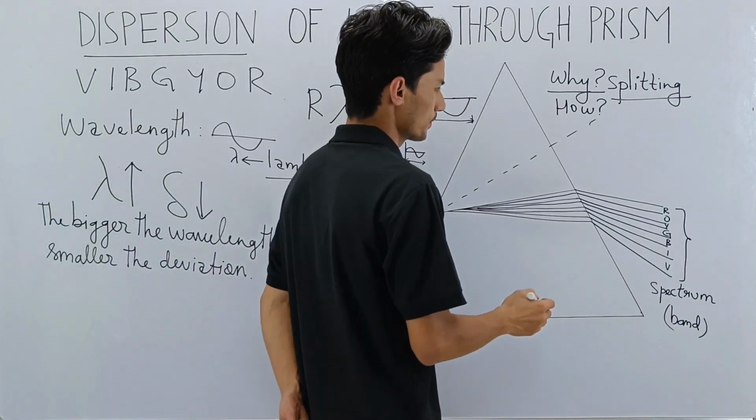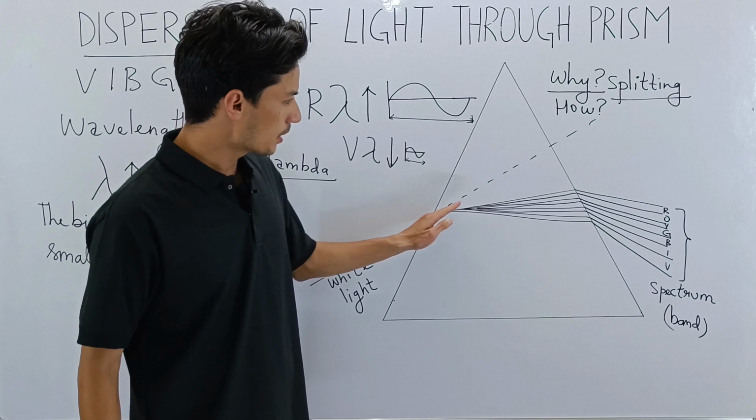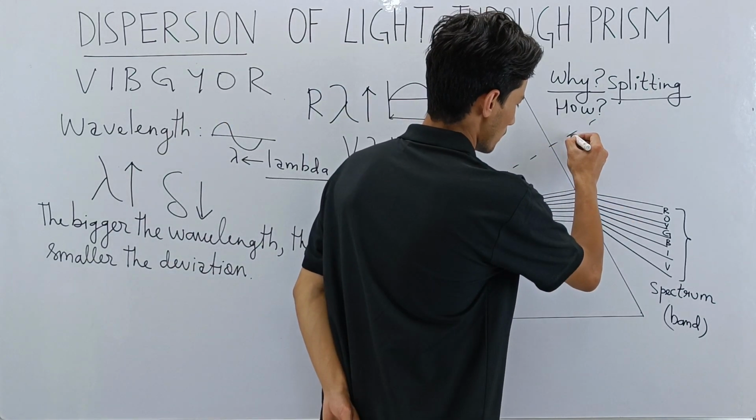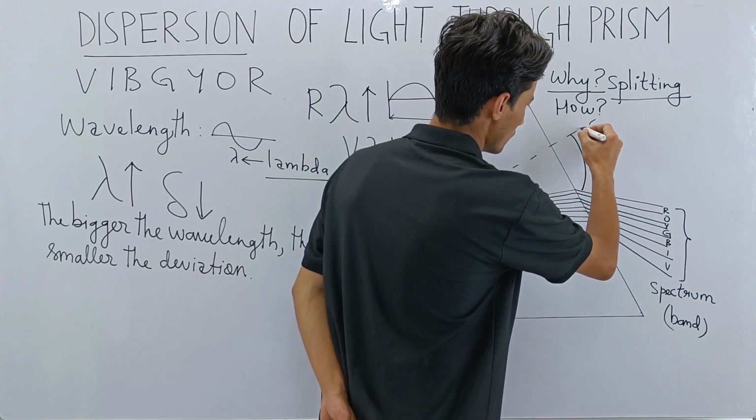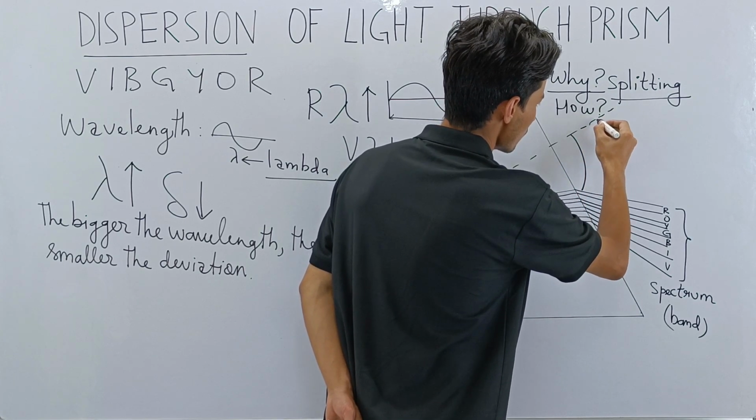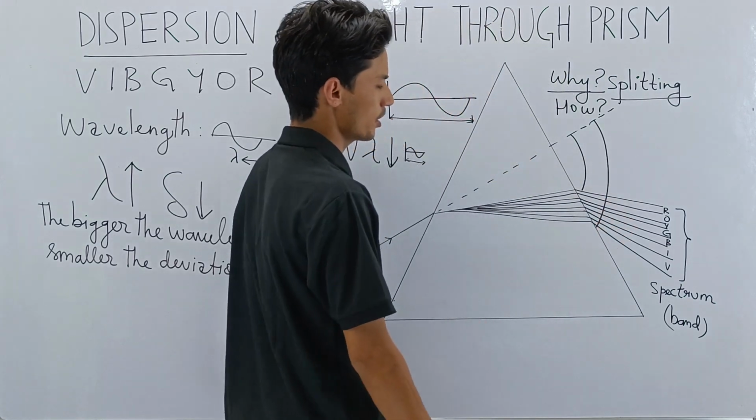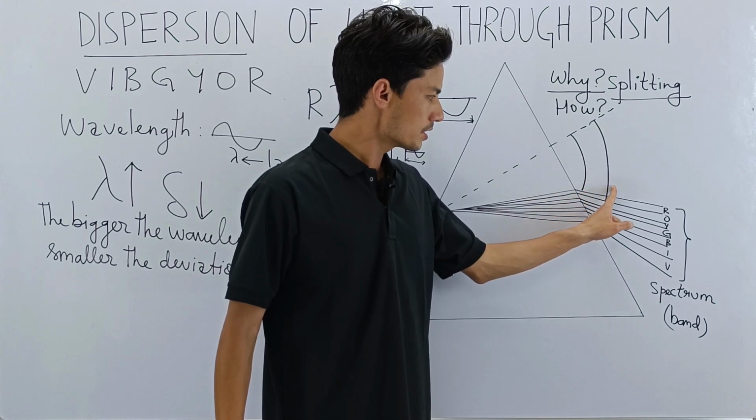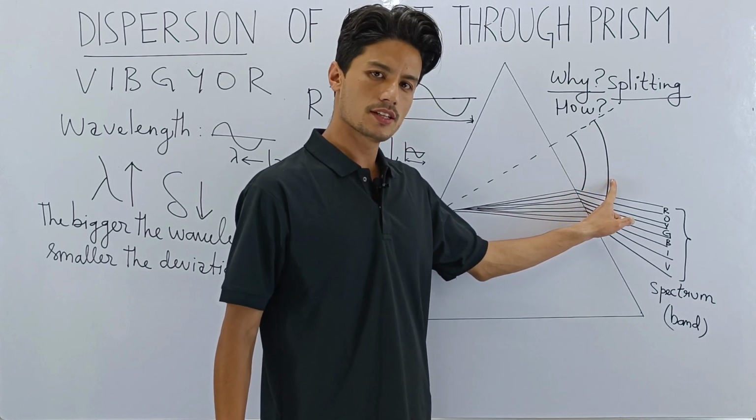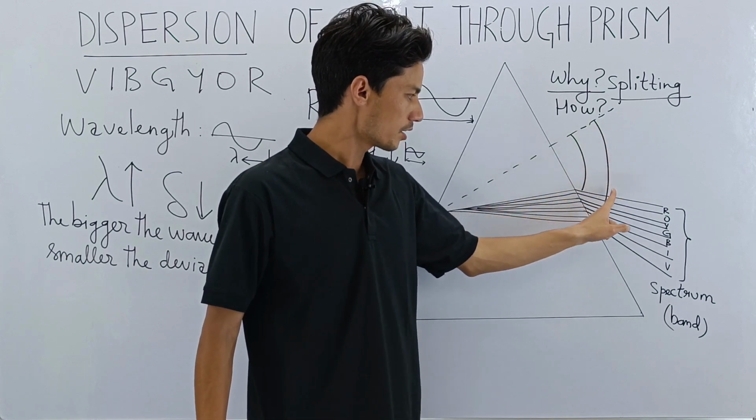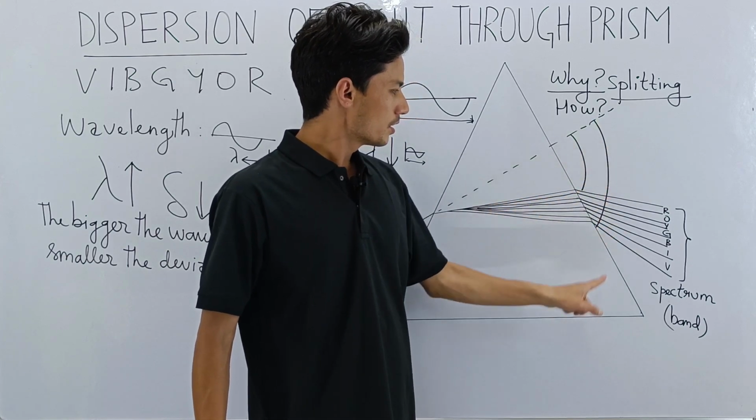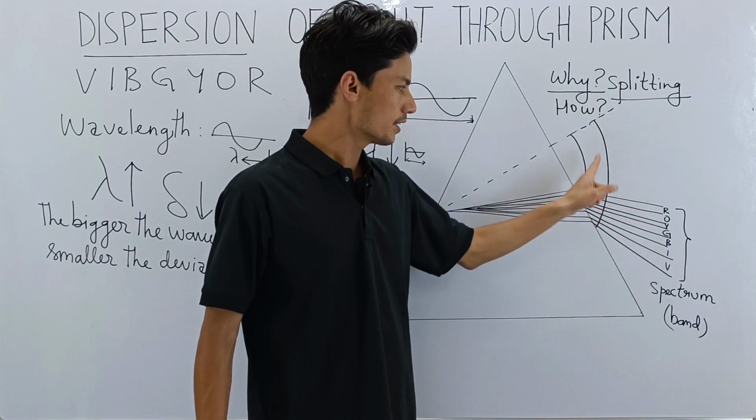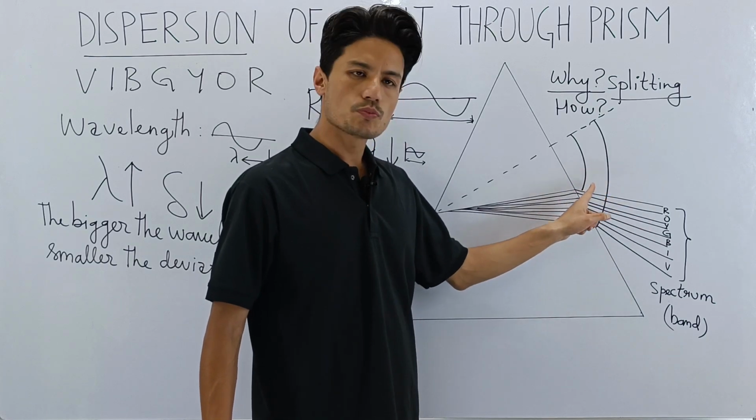Let's go here and see. If the prism was not there, this is how the light would have traveled. But now the prism is there, so this is how they are traveling. This is for red, and this is for violet. Check out the angle. Which angle is bigger, the first or the second? The second. So this is the angle of deviation for violet. The angle of deviation for violet is the biggest among the colors, and for red it is the smallest.